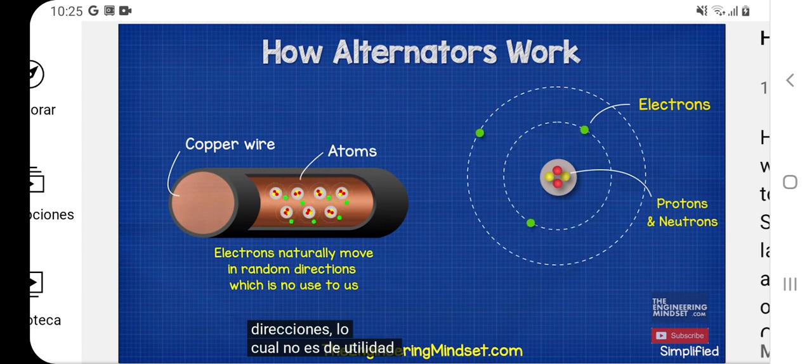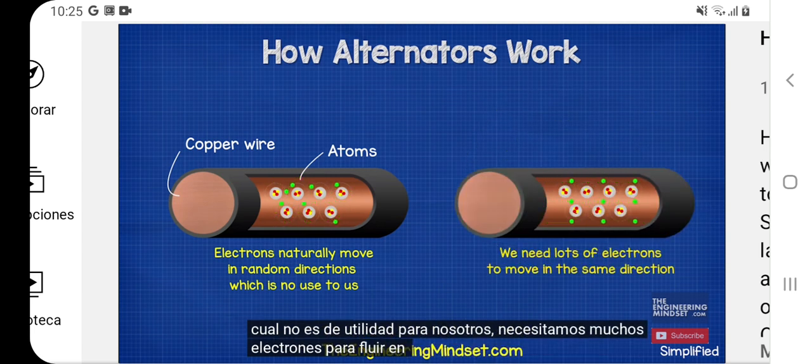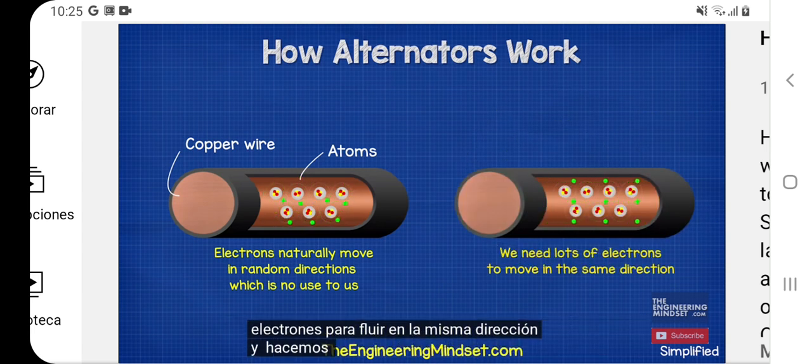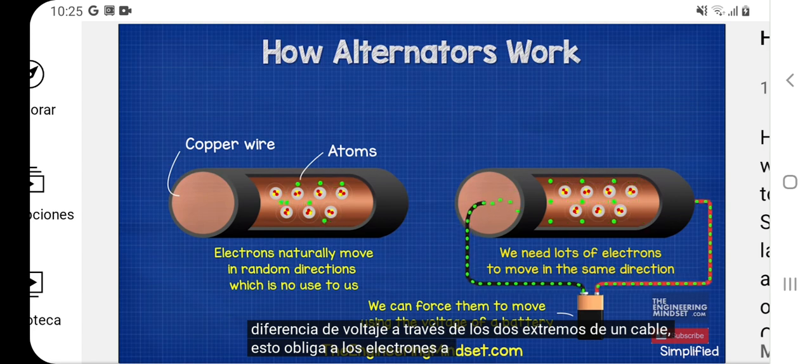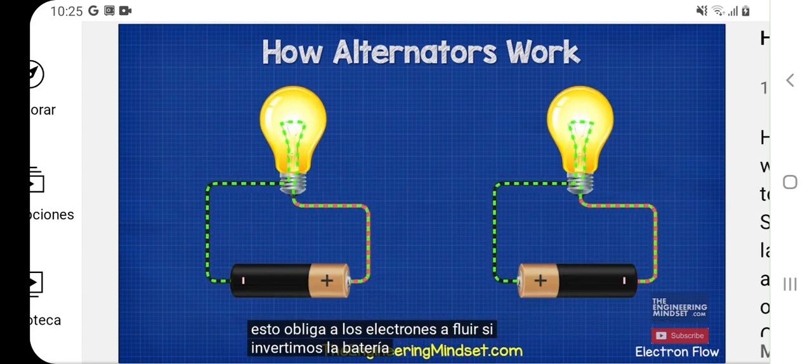We need lots of electrons to flow in the same direction, and we do that by applying a voltage difference across the 2 ends of a wire. This forces the electrons to flow. If we reverse the battery, the electrons flow in the opposite direction.